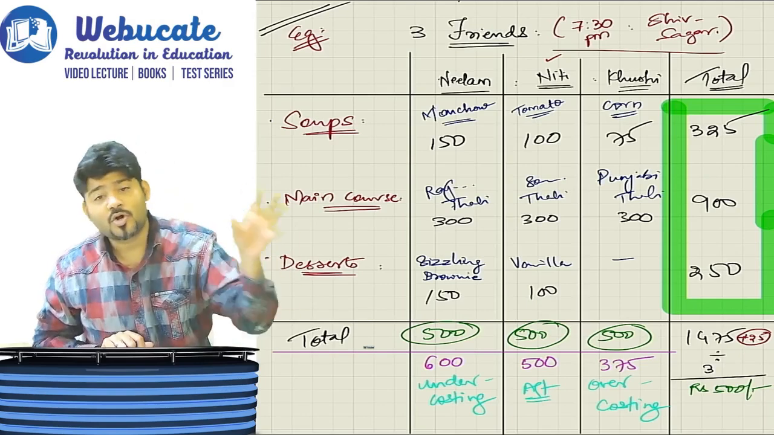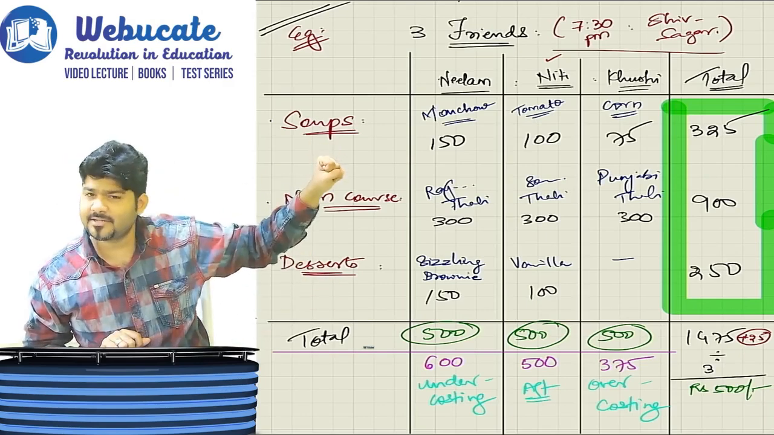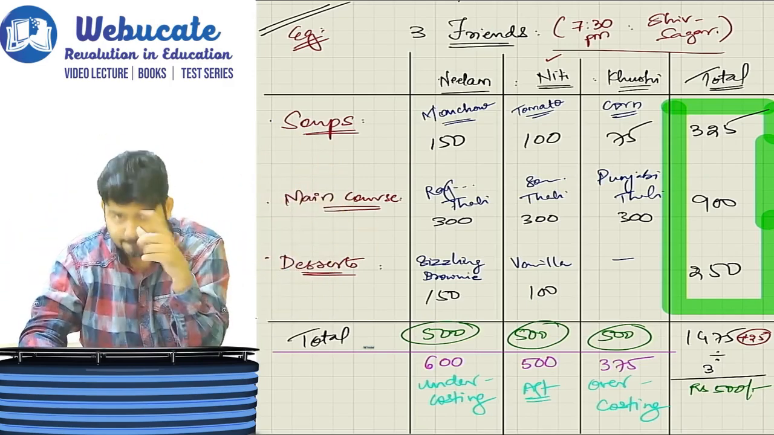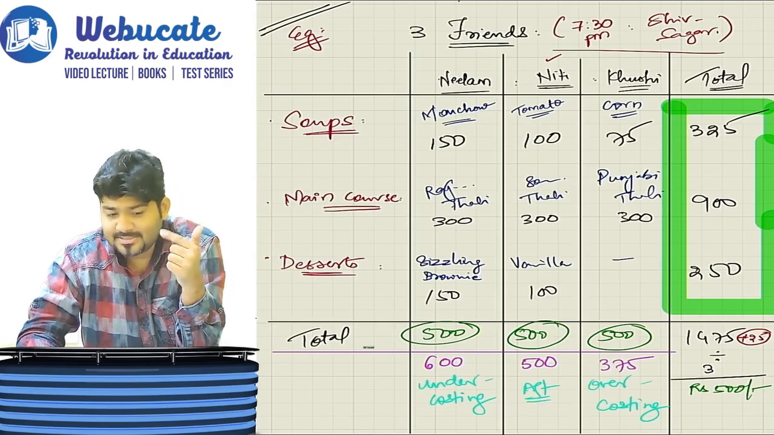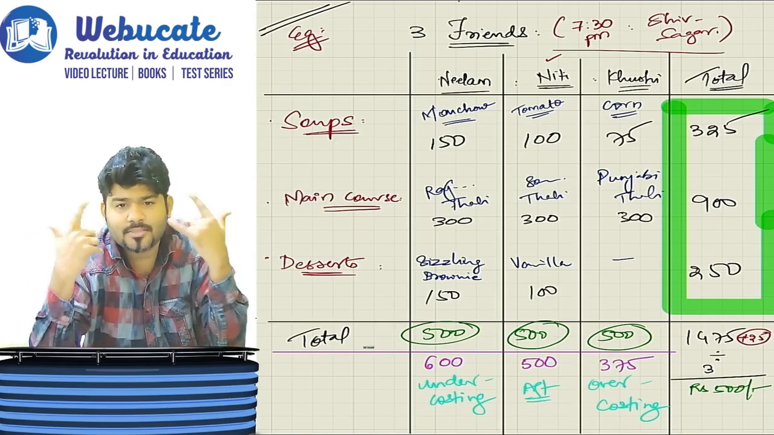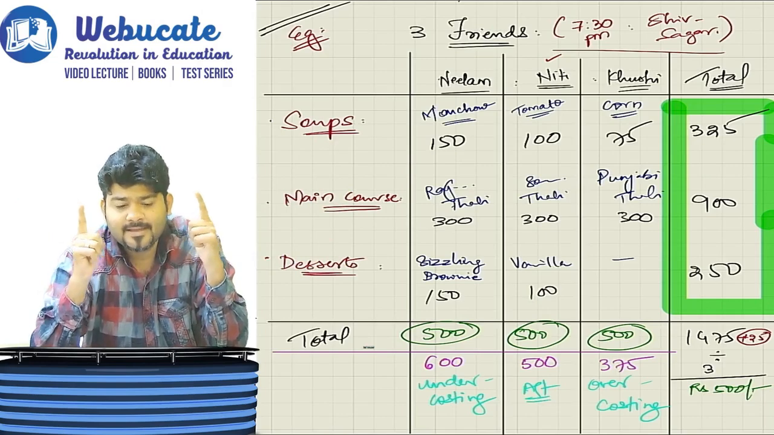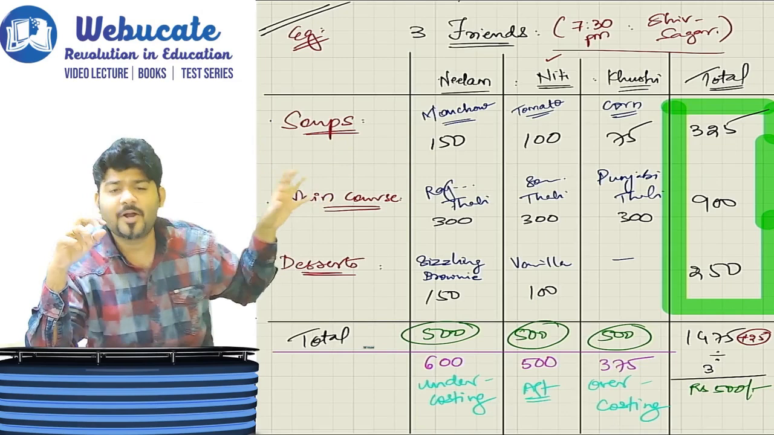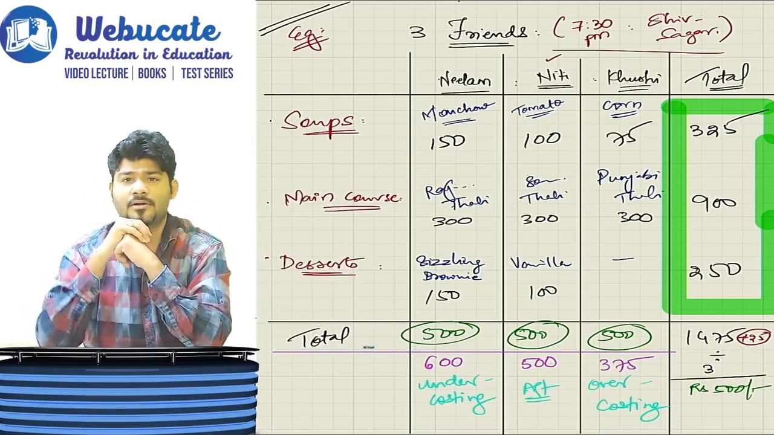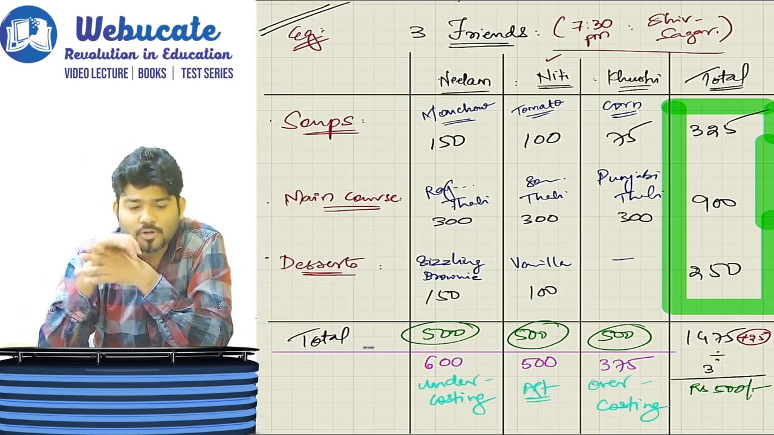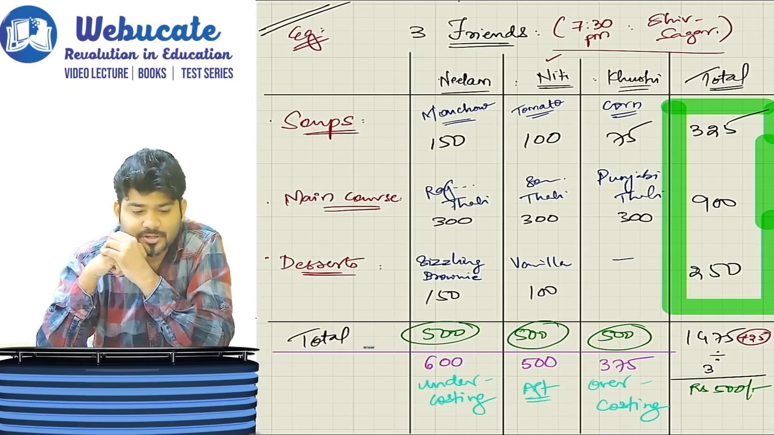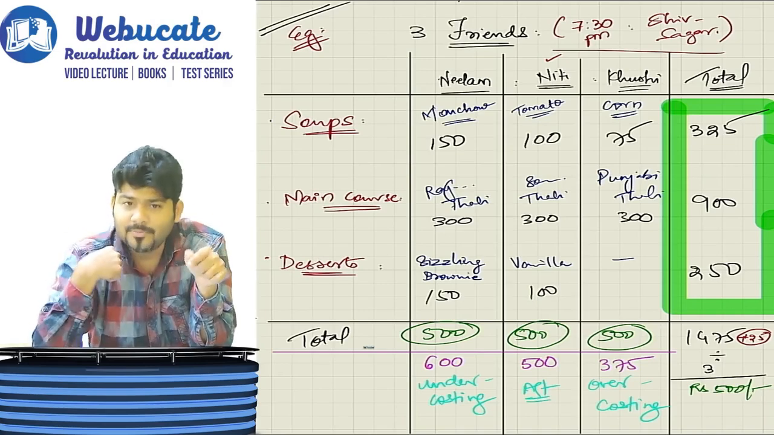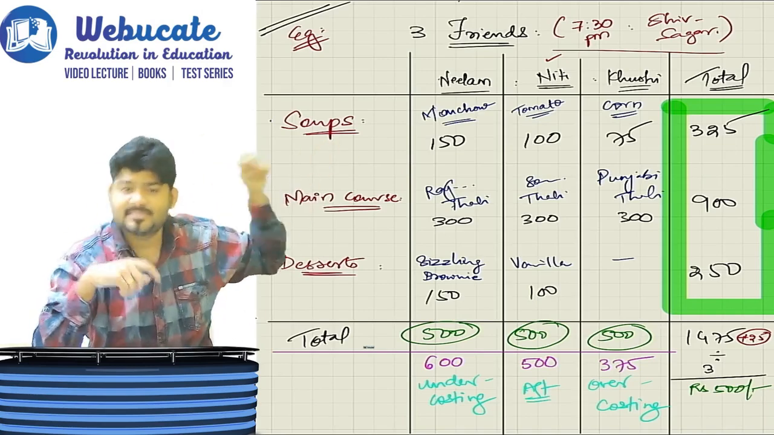What should have been the correct method? Can I say cost should have been charged based on consumption? Everybody reply, come on, I want a reply from everyone. Can I say the cost should have been charged based on consumption? Everybody, yes or no? Yes, sir. Cost should have been charged based on consumption, but has that happened? The answer is no. And this is our problem in real business life as well.